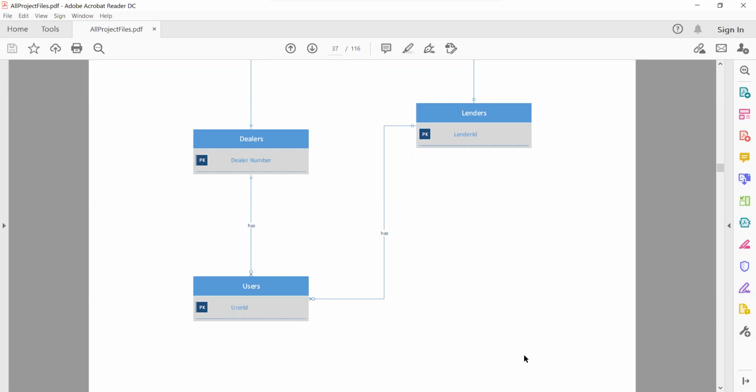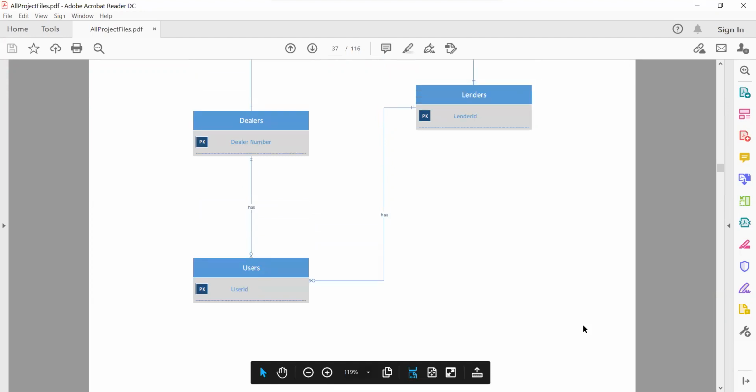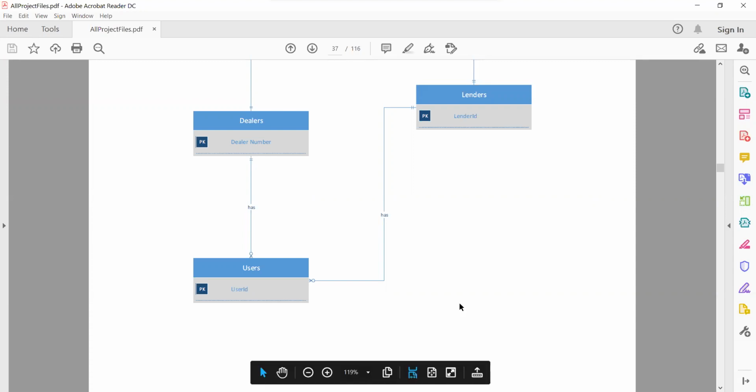Okay. Same thing with the relationship between lenders and users, right? I may have one or more lenders. Yeah, we'll be covering this data part a little bit later. I believe it's session number 6 or 7 sometime, to give you a little more understanding of these data entities and so forth. Okay.